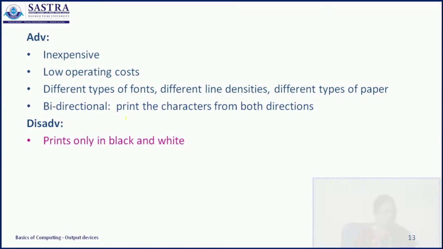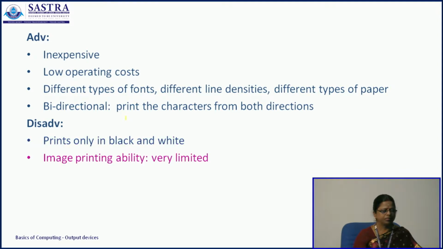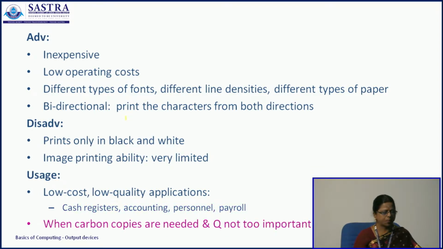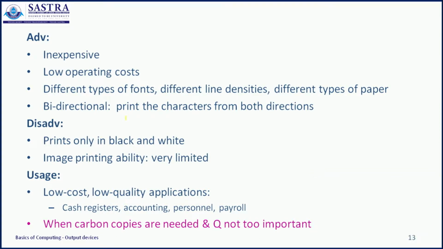What are the disadvantages? It prints only in black and white. Image printing ability is very much limited because we cannot use this for printing high quality images, because the image would be in the form of dots. Where is it used? It is used for low cost, low quality applications such as cash registers, accounting applications, personal applications or payroll applications. These are also used when carbon copies are needed and quality is not that important.